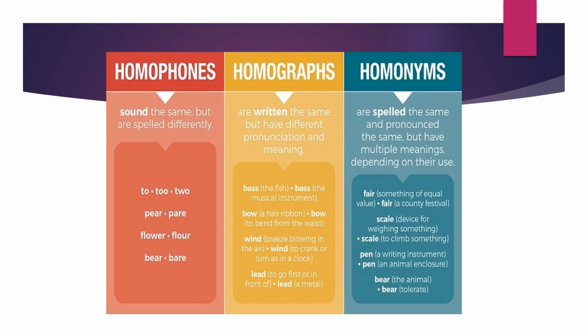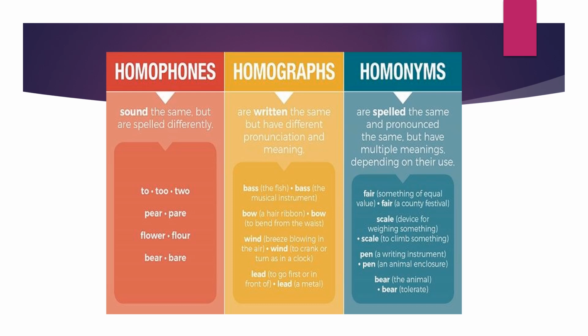As you can see, for the homophones, we have the same sound but they are spelled differently, like two, to, too, peer and pear, flower and flour, beer and bear. Homographs are written the same but have different pronunciation and meaning. So you can see bass, the fish, and bass, the musical instrument; bow, a hair ribbon, and to bow, to bend from the waist; wind, breeze blowing in the air, and to wind, to crank or turn as in a clock; to lead, to go first or in front of, and lead is a metal.